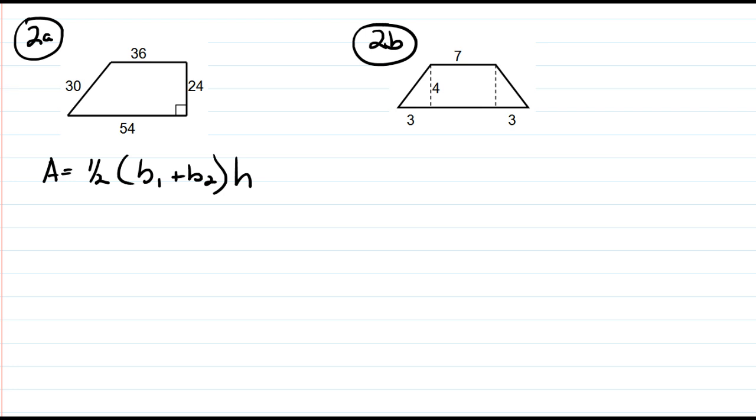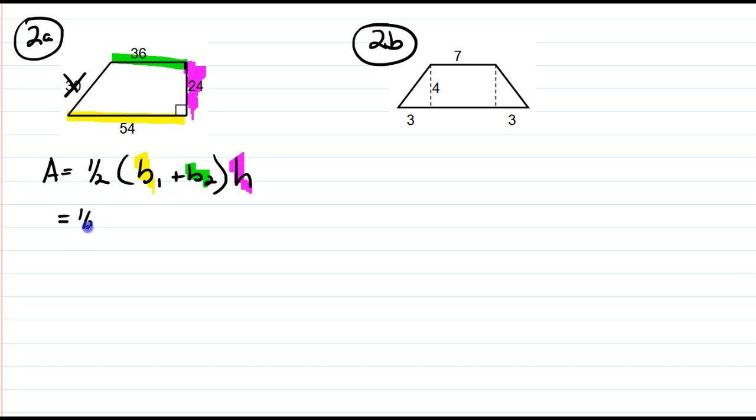So in 2A, my bases are going to be 54 and 36. And so now which one's going to give us the height? The 30 or the 24? The 24 gives us the height because it's attached to the right angle. So those are the three numbers I'm going to plug in. I don't need this 30 to find the area.